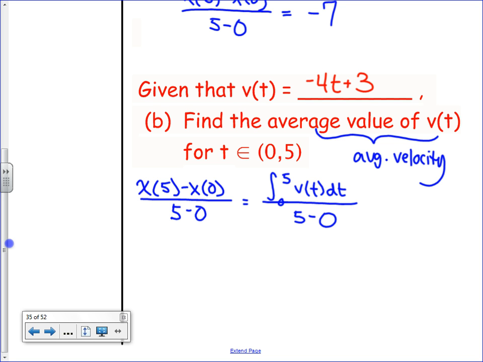Has anybody backed up -7 yet? Yeah. Is it good? Yes. Okay.